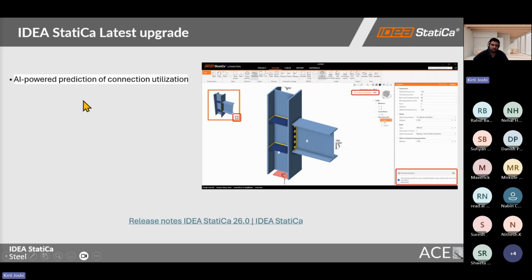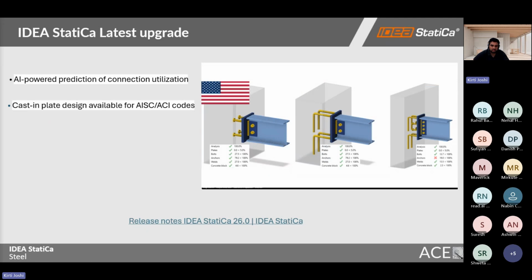It uses machine learning, and that allows engineers like us to instantly evaluate a connection utilization for the governing load case even before you run a full analysis. I have highlighted it in the red box. You can see it automatically predicts your connection utilization. And there is also support for cast plate design. It's for the AISC or the ACI code if you're working with American codes. So it includes the reinforcement and the headed stud, or it may be both.